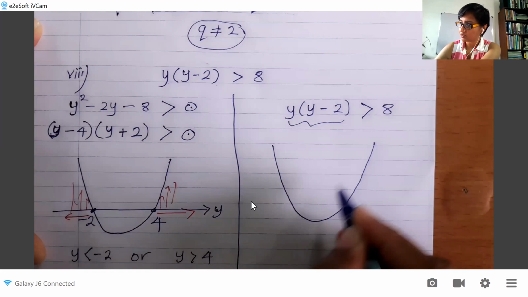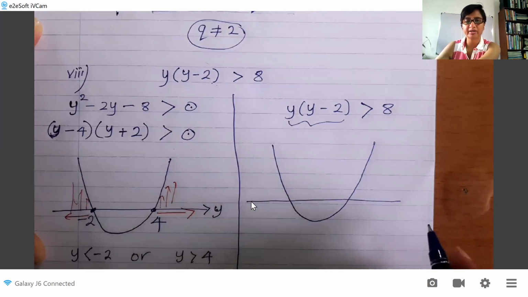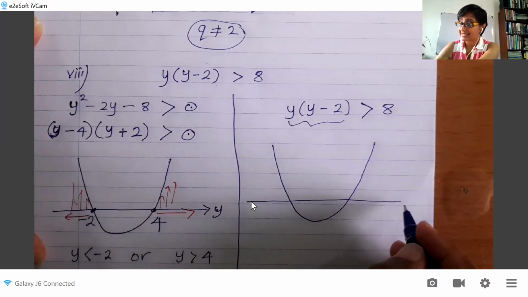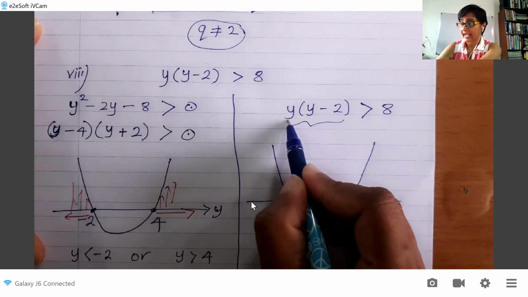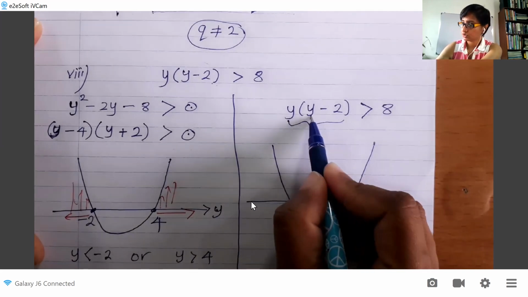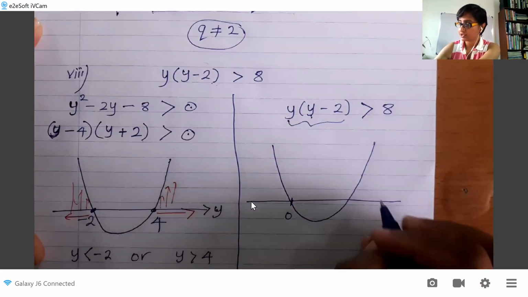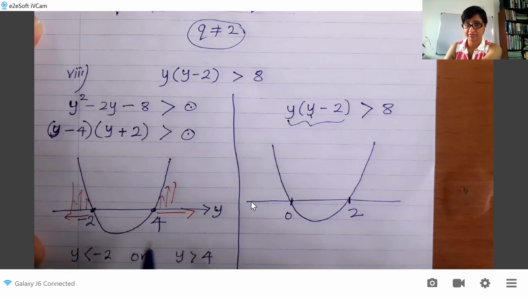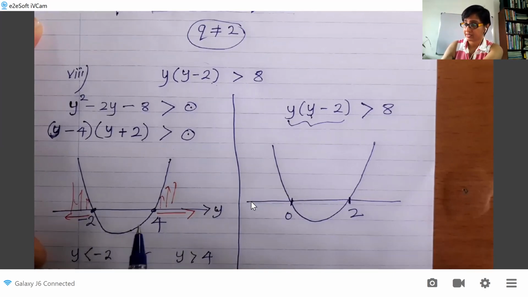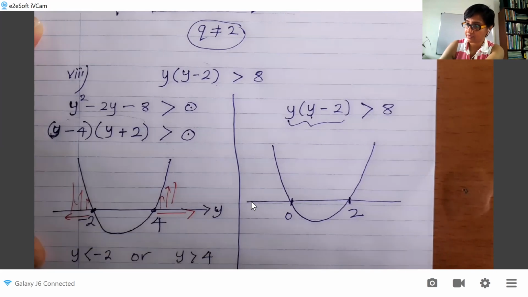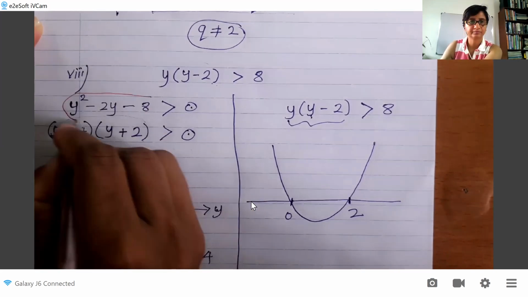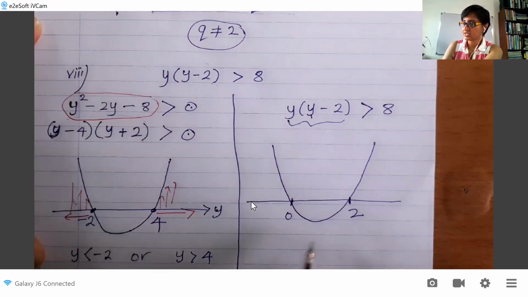Where does that parabola cut the x-axis, what are the 2 points where it cuts? At 0 and at 2. At 0 and at 2. Now notice it's not the same parabola. This is different, right? This is this. This is just y squared minus 2y. Okay?